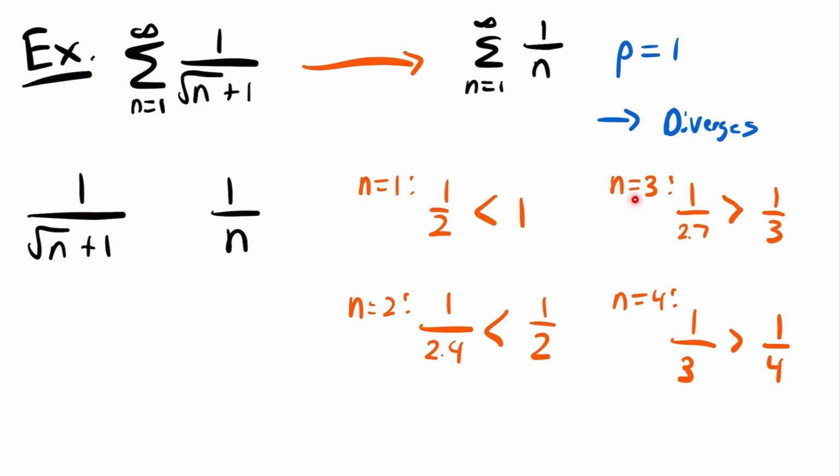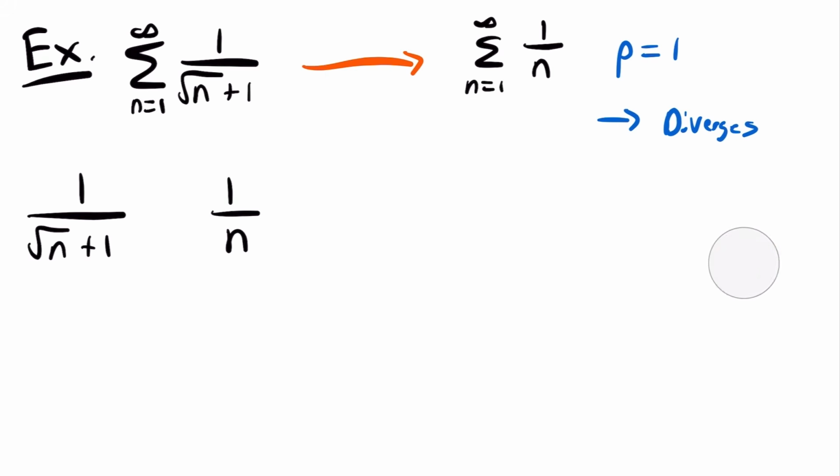But starting with n equals 3, this term will be smaller than this term. And so what we can say is that 1 divided by n will be less than 1 divided by the square root of n plus 1 for values of n greater than or equal to 3. Okay? And so what we have just shown here is that the series that we are comparing to our original series is the smaller series for values of n greater than or equal to 3.